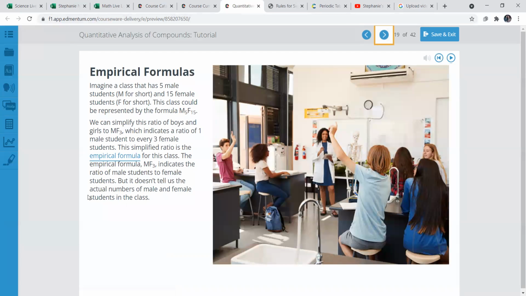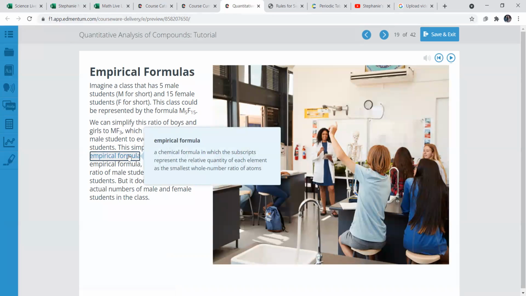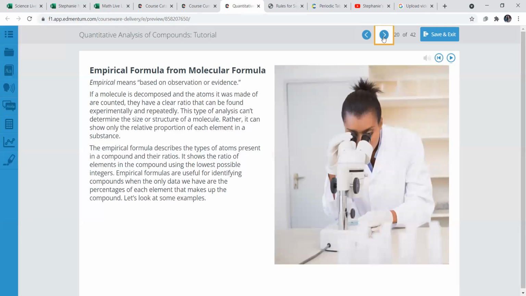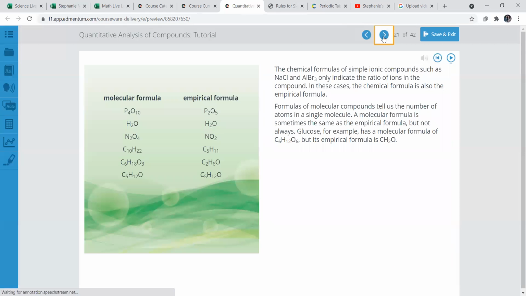Empirical formulas. A chemical formula in which the subscripts represent the relative quantity of each element as the smallest whole number ratio of atoms. Okay, empirical means based on observations or evidence.